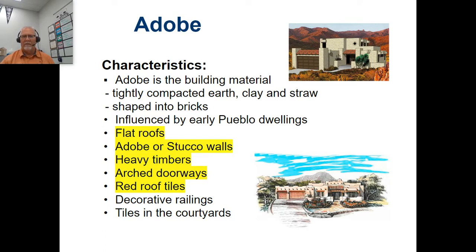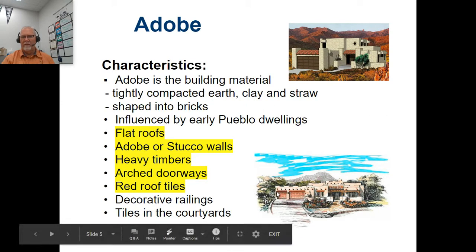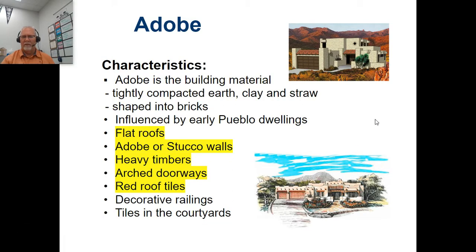Oftentimes, you'll see that there are heavy timbers that stick out. If you can kind of envision these little dark spots here, there are little heavy timbers that stick out from the edges. Perhaps the roofs are built on that. Oftentimes they have arched doorways and red roof tiles. You can kind of see the red roof tiles in the example here. I don't think we have great views of the arched doorways, but they're pretty common in this type of architecture. Oftentimes they have decorative railings, maybe tiles for courtyards and things like that.